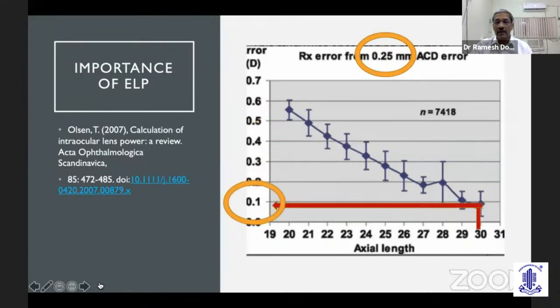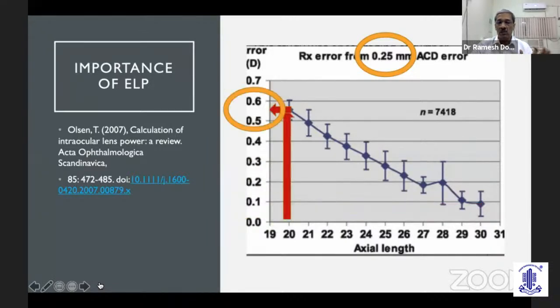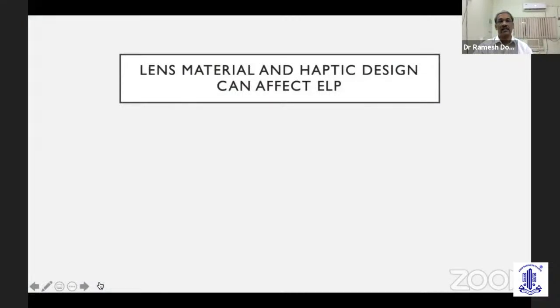In a myopic eye, the same movement will cause much less of a difference, while in a hyperopic eye, in a small eye with a 20 millimeter axial length, the difference can be as high as 0.5 to 0.6 diopter for a small 250 micron anterior shift of the intraocular lens.